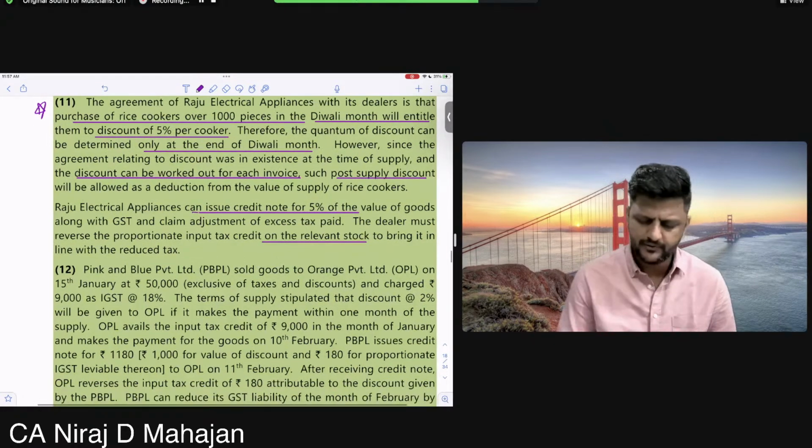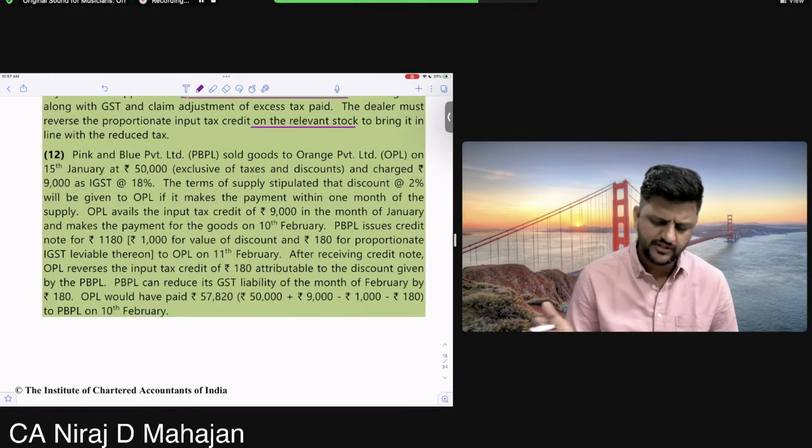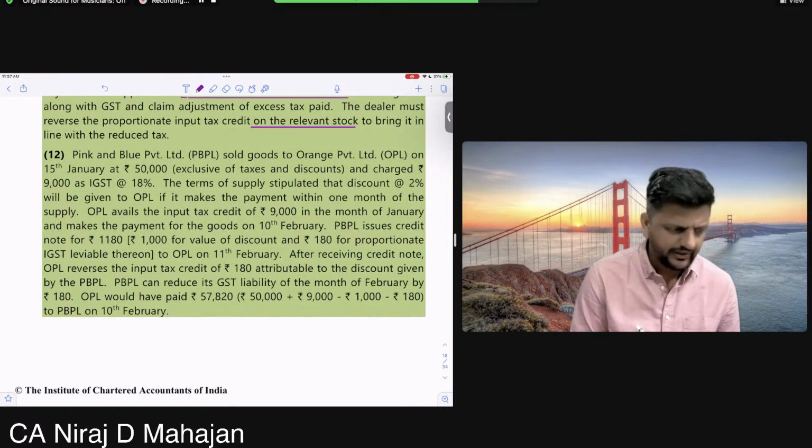Pink and Blue Private Limited sold goods to Orange Private Limited on 15th January at 5,000.